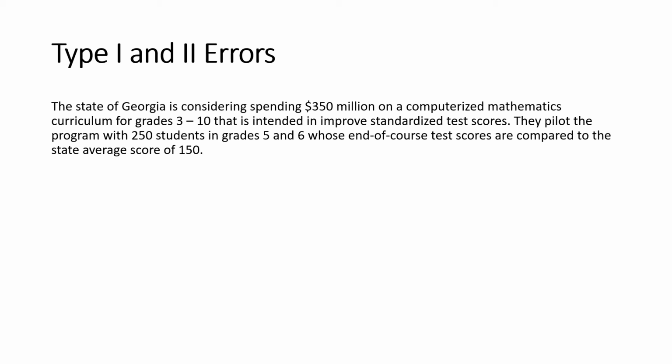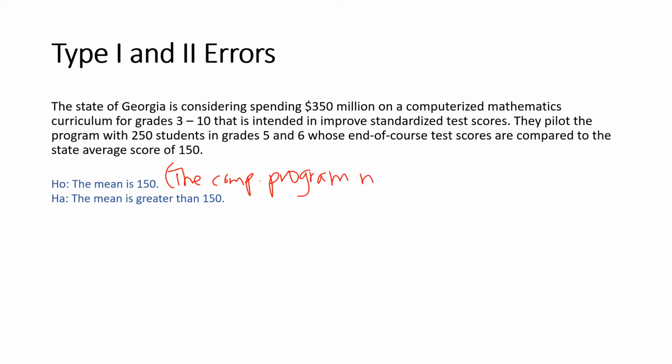You're trying to see if this program works. In the past, the average score was 150. We hope that the students are going to score better than that when they're using this program. So we would test these hypotheses. The null hypothesis is that the mean is 150, just like it's always been. In that case, the computer program doesn't make a difference. And if it makes no difference, then you don't want to spend $350 million on it.